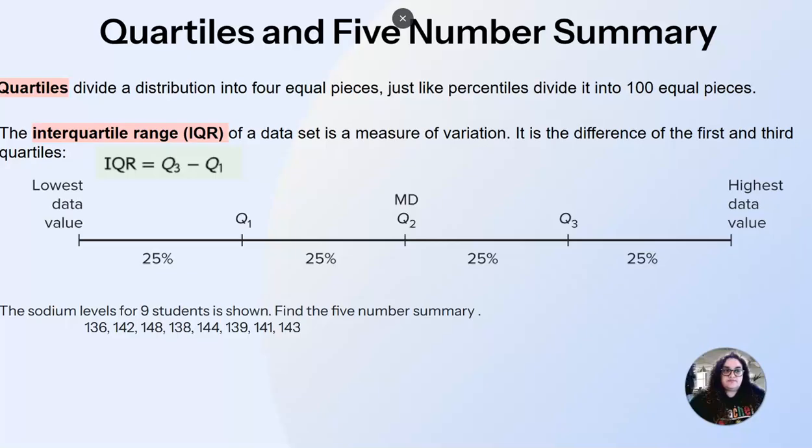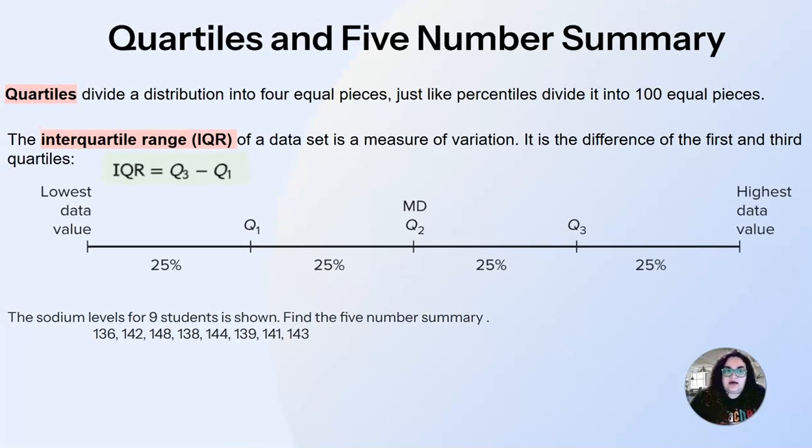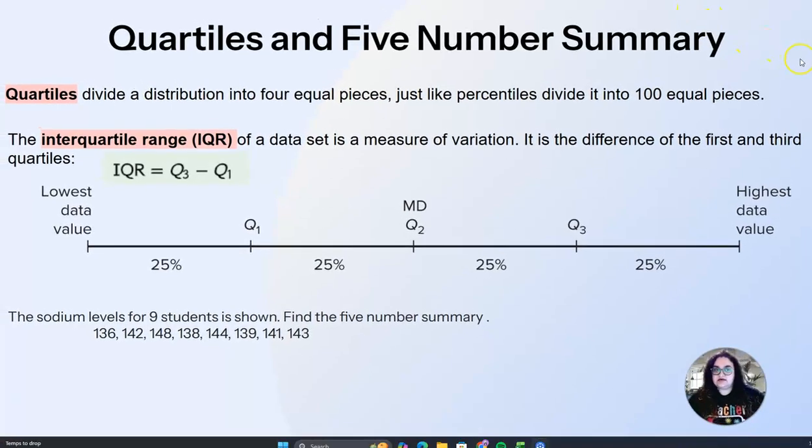Okay, a quartile is a way to break up your data just like a percentile. Instead of breaking it up into 100%, we're breaking it into quarters or 25%. So quartile 2 is the median. It has 50% of the data below it, and then you can break that again in half, which gives you quartile 1. So it gives you 25% in each value.